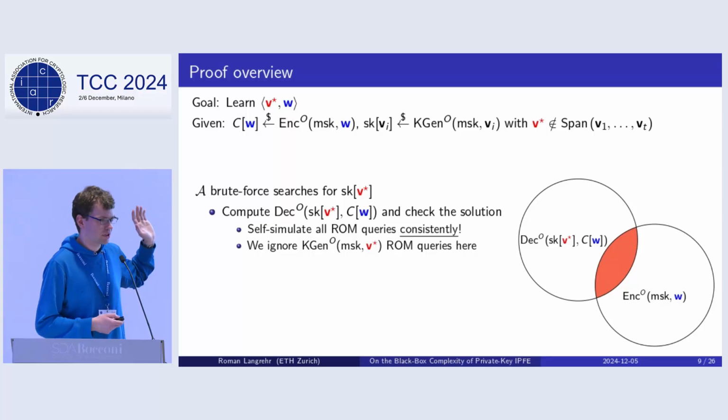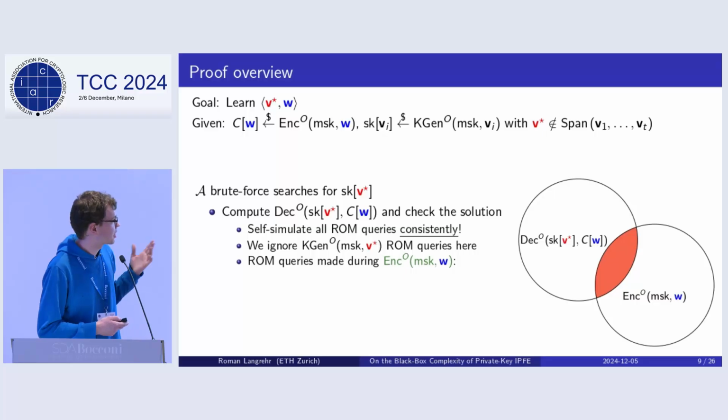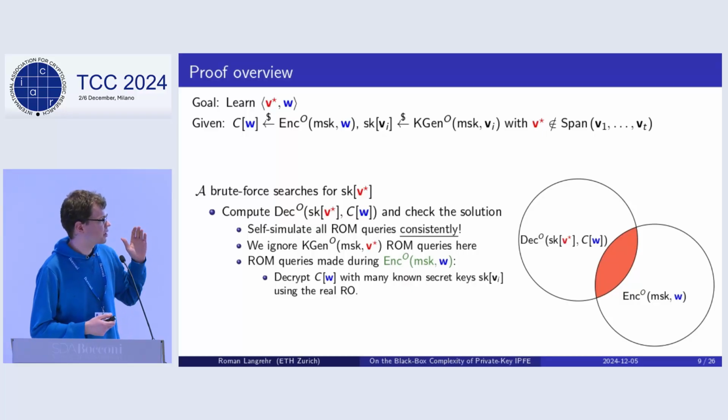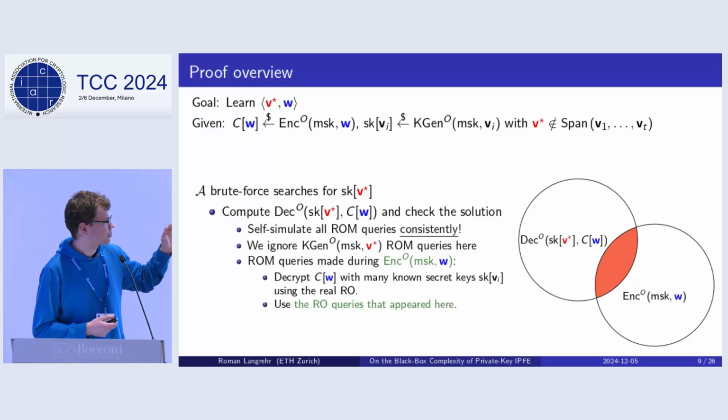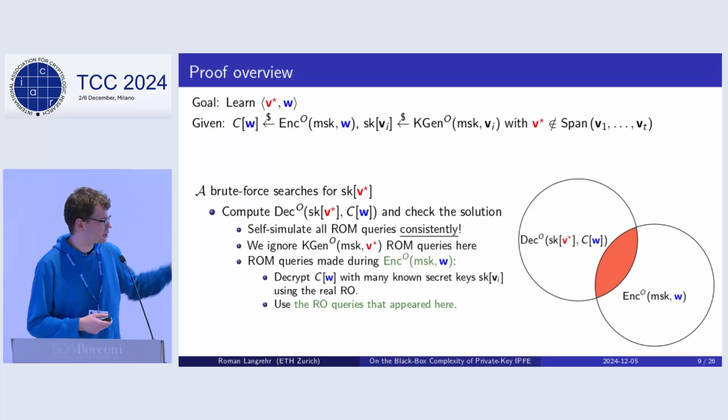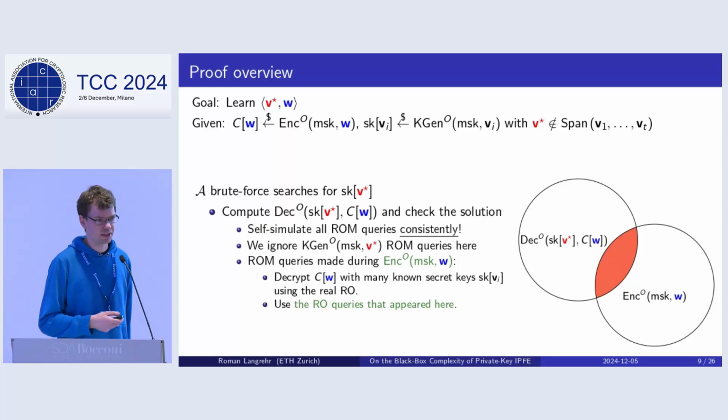Now, making that brute force search is fine because our adversary is unbounded. The only problem is that decryption can make random oracle queries. And so we have to simulate these random oracle queries ourselves without querying the real random oracle. And the important part here is that we do this consistently. So we have to answer the random oracle queries that appear during key generation or encryption and also decryption in the same way. So we do this by learning these intersection queries that are shown here in red in the beginning.